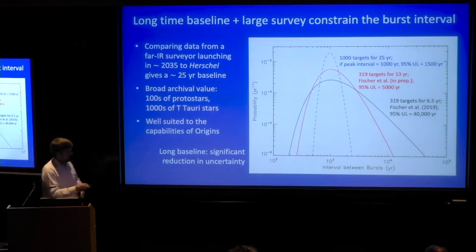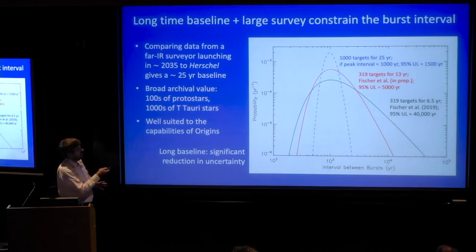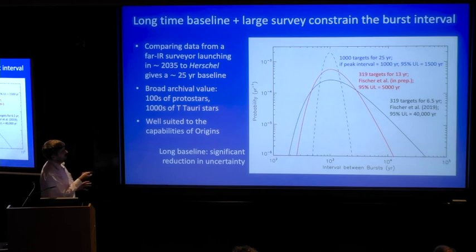And I'm just showing here how this black curve is the plot I showed you before, where the upper limit is 40,000 years, the 95% upper limit. What we're working on now, where we found 2 more outbursts by doubling the time baseline, that already helps a lot. It brings the upper bound on the uncertainties down to 5,000 years. If it really is a 1,000-year interval for protostars, 1,000 targets with 25 years of monitoring would bring that all the way down to 1,500 years.